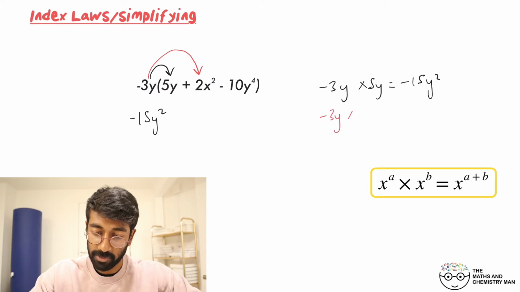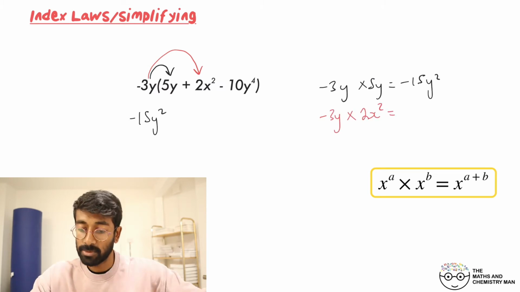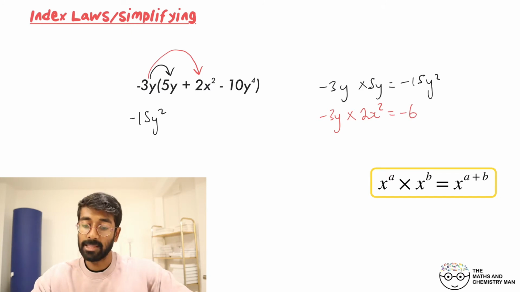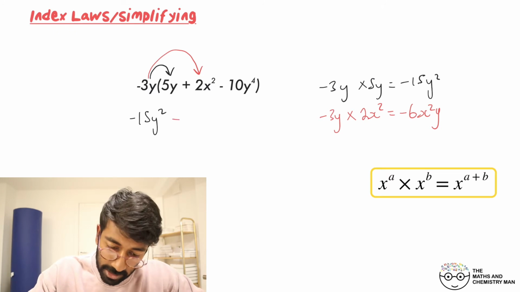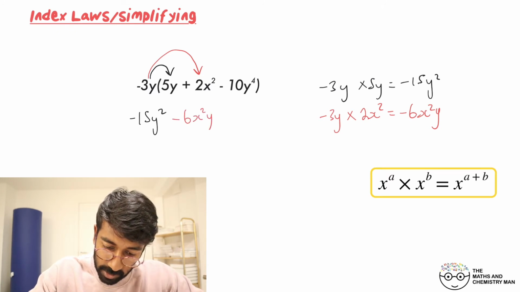Next, we'll go with minus 3y times by positive 2x squared. Now minus 3 times 2, that's minus 6. And then we're going to have x squared and y, because again, you can't bring those together. So just minus 6x squared y.